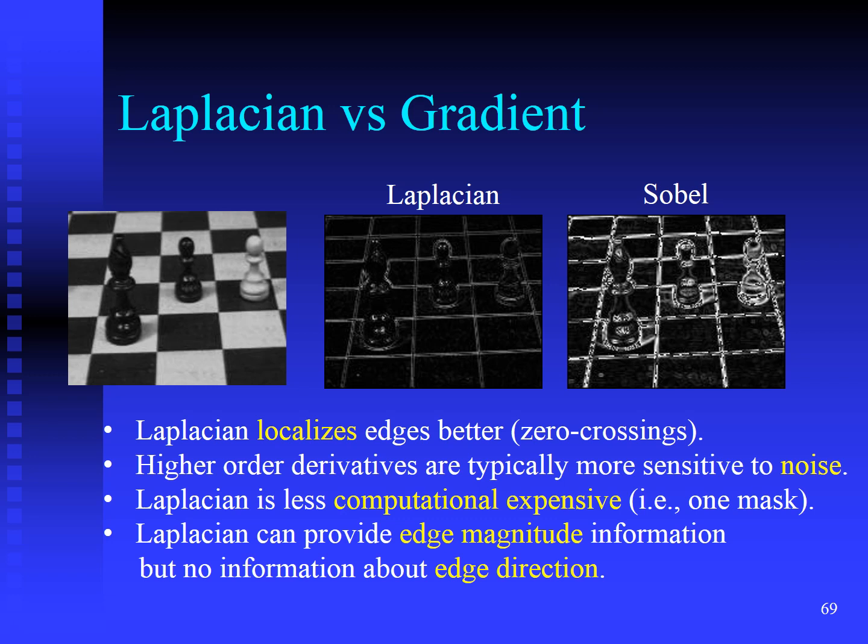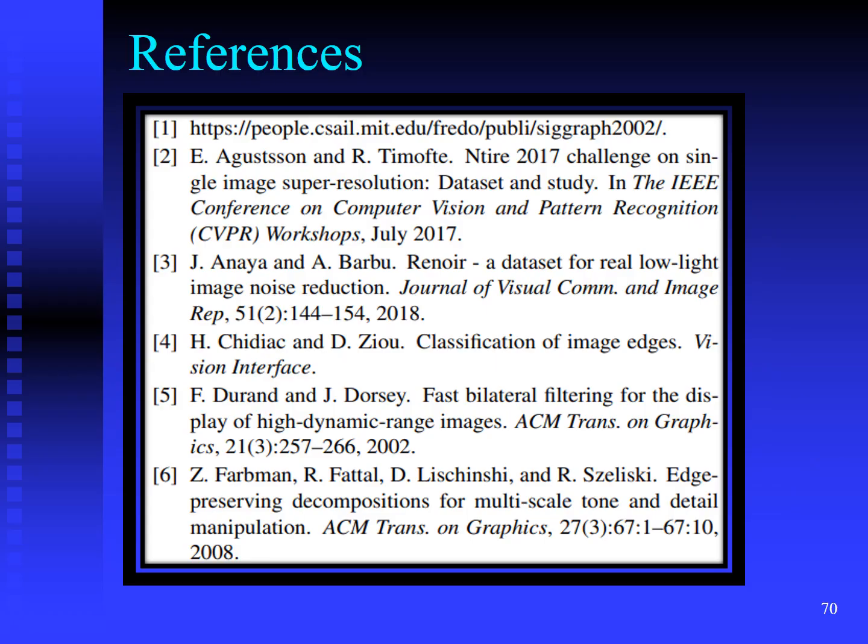High order derivatives are typically more sensitive to noise. Laplacian is less computationally expensive. Laplacian can provide edge magnitude information but no information about the edge direction. So both are applicable in different setups. Sometimes we need Laplacian, sometimes we need first derivative, like Sobel filter. These are some references. Thank you very much.